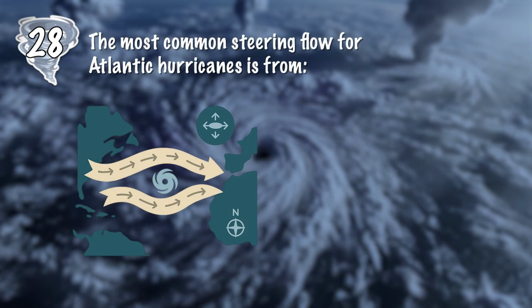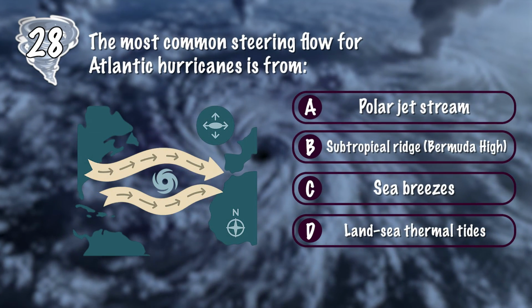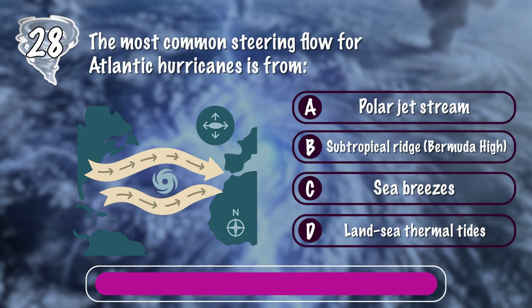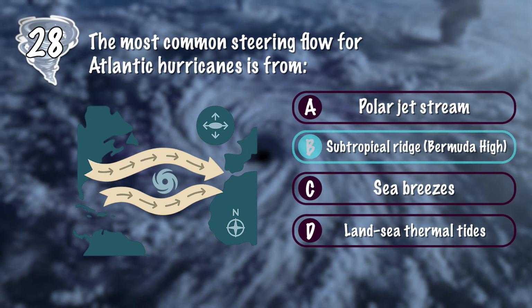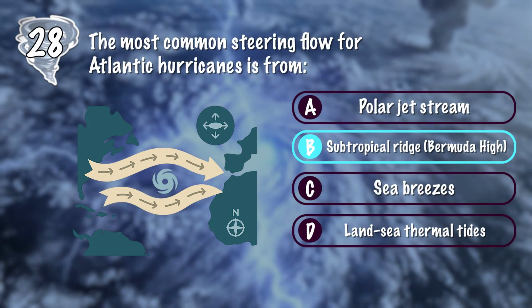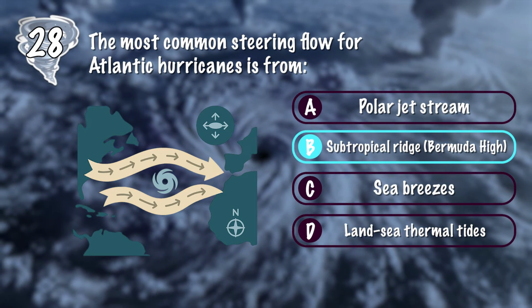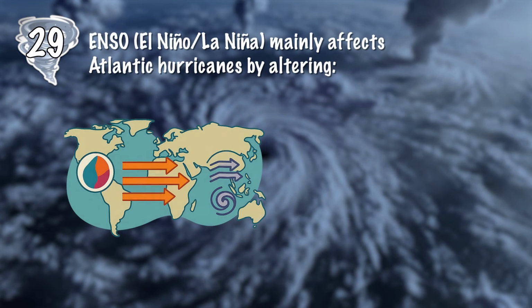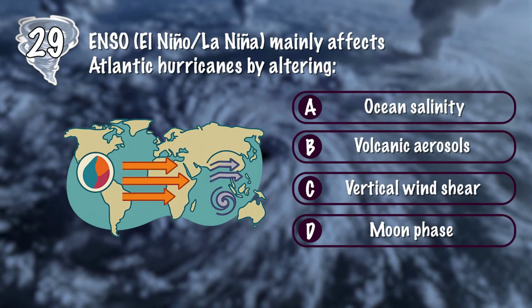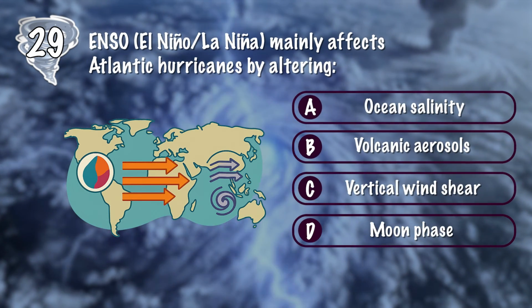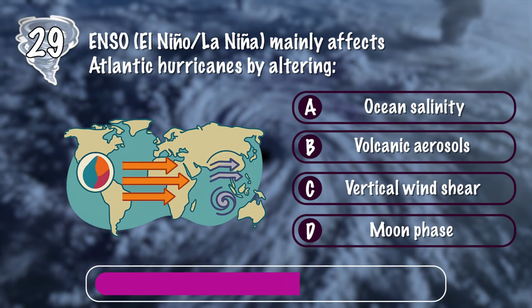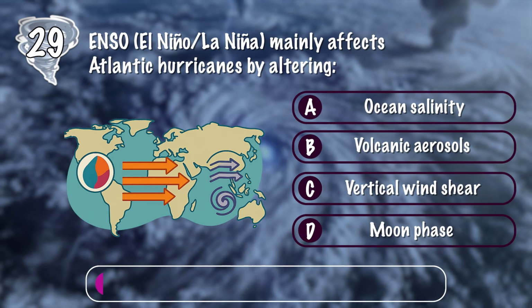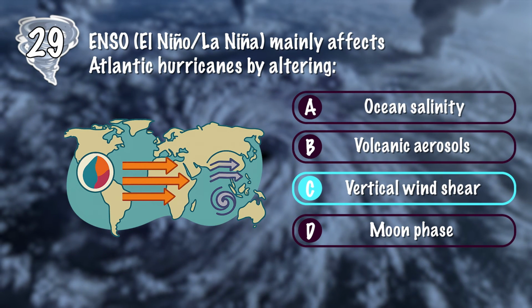The most common steering flow for Atlantic hurricanes is from... Correct answer B, subtropical ridge, Bermuda High. ENSO, El Niño, La Niña, mainly affects Atlantic hurricanes by altering... Correct answer C, vertical wind shear.